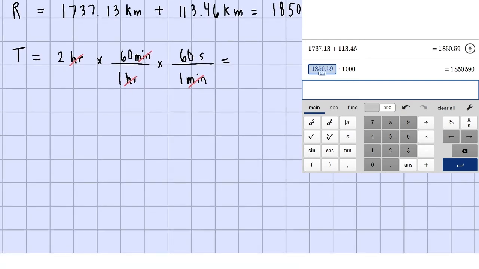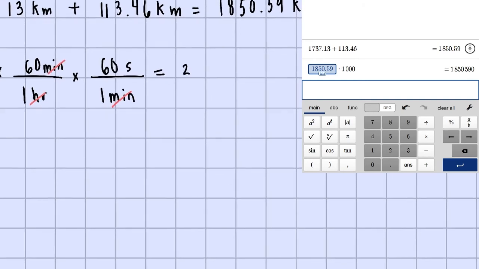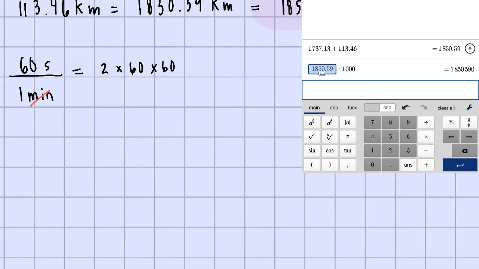And the final calculation I need to do is just multiply everything in the numerator together and divide by everything in the denominator. So that would be 2 times 60 times 60, all divided by 1 times 1, which I'm not going to bother writing because it's just going to be whatever I get. Everything multiplied together. So I'll put that in Desmos. 2 times 60 times 60, and I get 7,200.